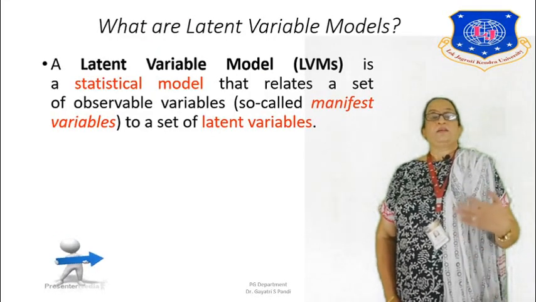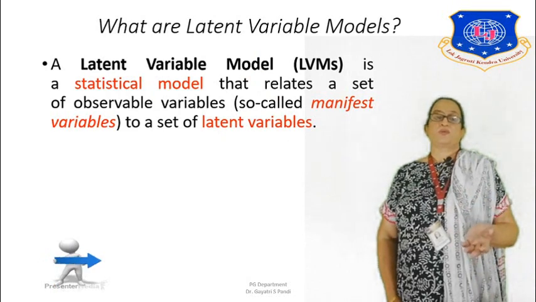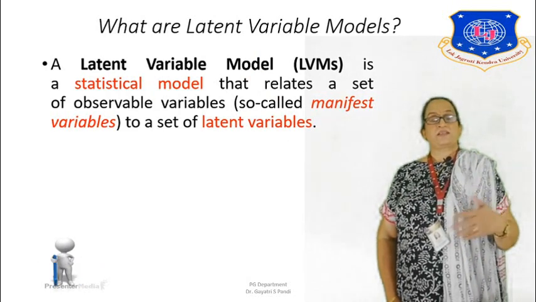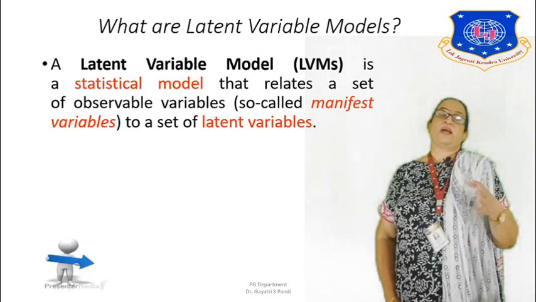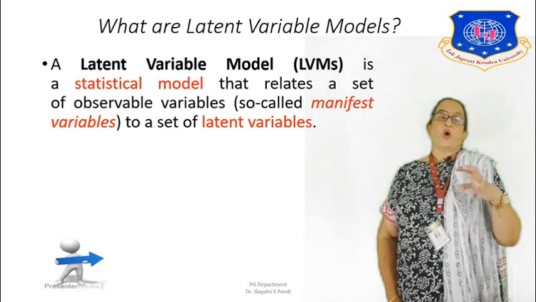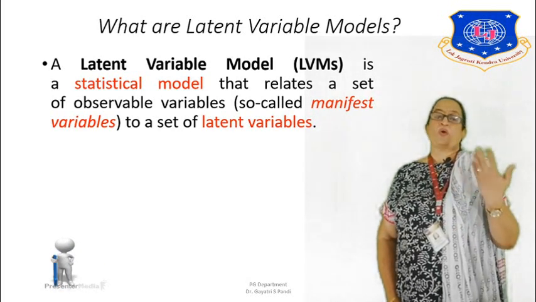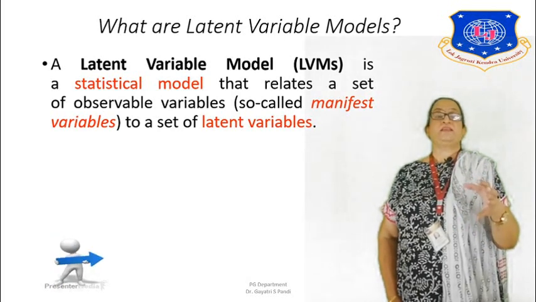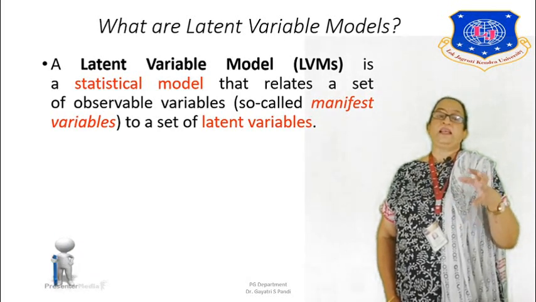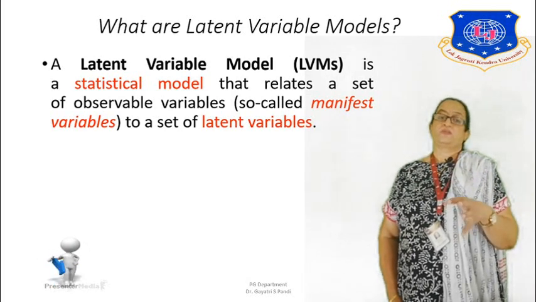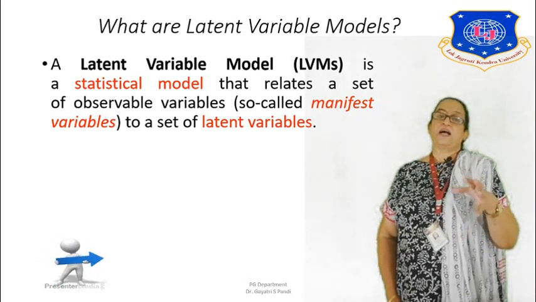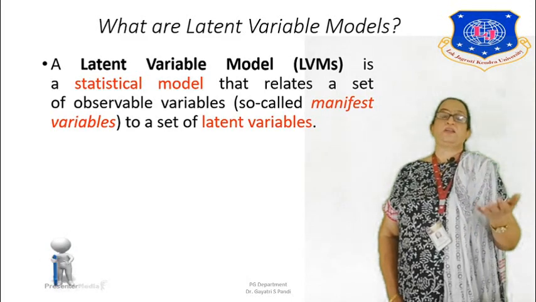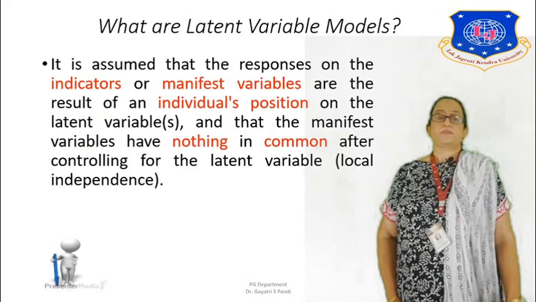So what are latent variable models? These are statistical models that try to relate a set of observable variables, which are called manifest variables, to a set of latent variables. LVMs is the short form for latent variable models.